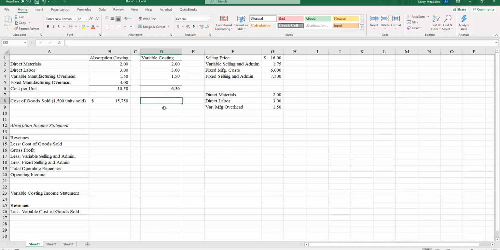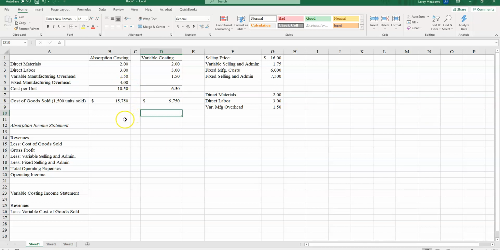Now, what about under variable costing? Under variable costing, my cost of goods sold is going to be my variable manufacturing cost per unit. We computed that here, 6.50, times the number of units sold, 1,500. And under variable costing, my cost of goods sold is going to be $9,750. A big difference. Where is that difference? That difference is in the fixed manufacturing overhead costs.